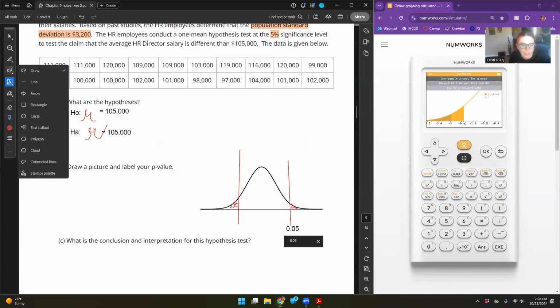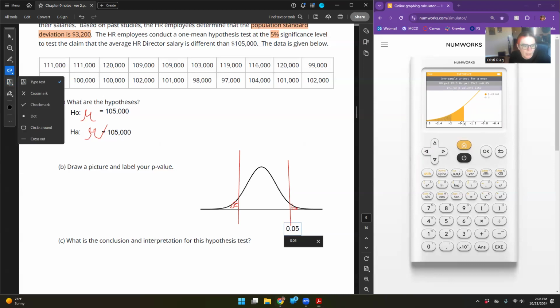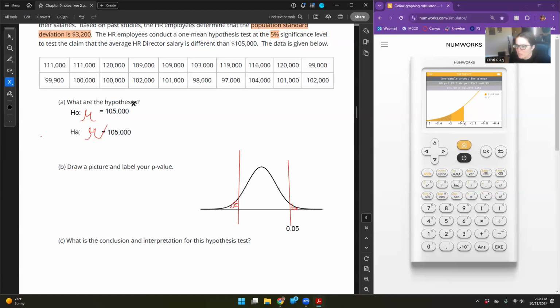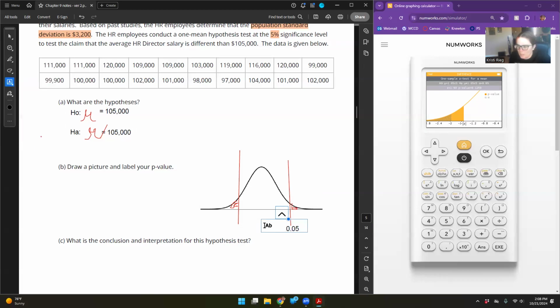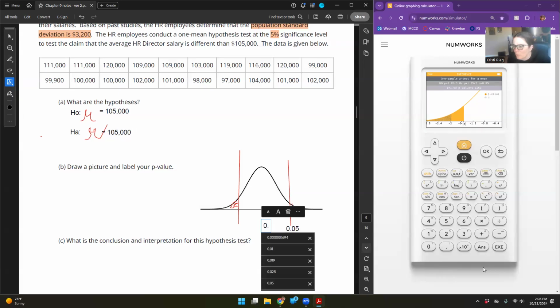Our p-value is going to end up being, where did I find some? Somewhere around here. Our p-value is 1.2. So somewhere around here is our p-value. Trying to be fancy and it's just not working out for me today. So our p-value is 0.1259. I'm reading it up here.